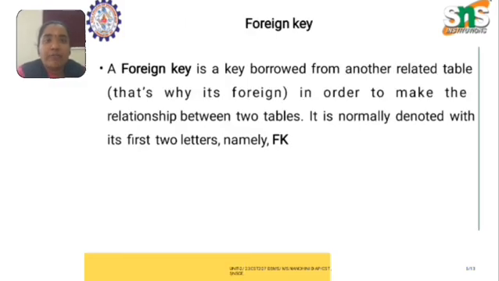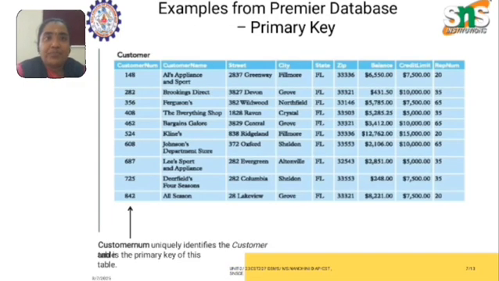Next one, what is a foreign key? A foreign key is a key that is borrowed from another related table. That is why it's foreign. It is used to make the relationship between the two tables. It's normally denoted with its first two letters, namely FK. Foreign key is also denoted with the short form FK.